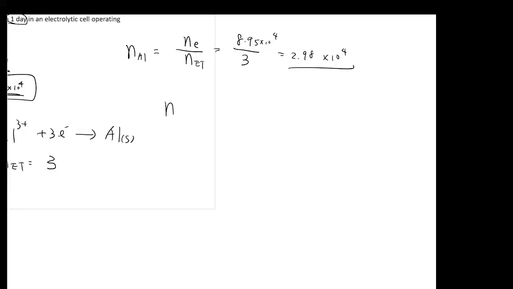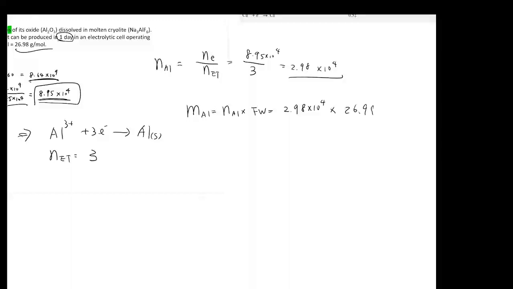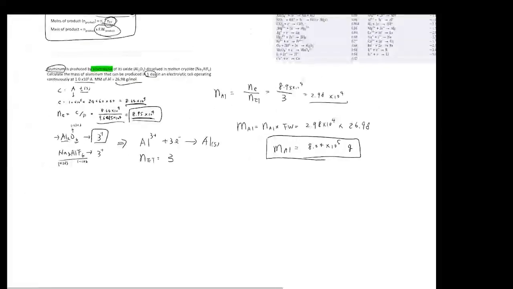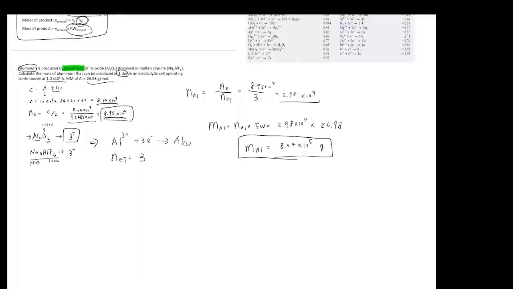Therefore, the mass of your aluminum will simply equal the number of moles of aluminum times its formula weight. The number of moles of aluminum is 2.98 times 10 to the 4th, and the molecular weight is 26.98. Therefore, you're going to produce 8.04 times 10 to the 5th grams. If you get the idea, you should always start from the amount of charge you're going to provide, then just follow this simple concept. You should be able to calculate the mass of your aluminum.